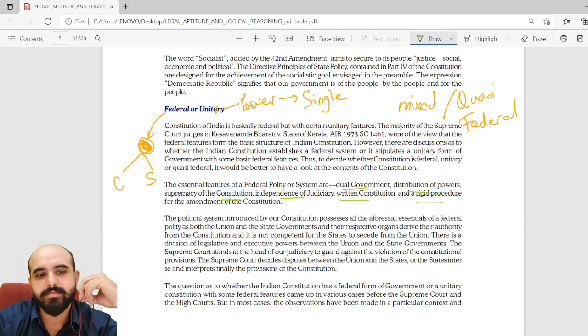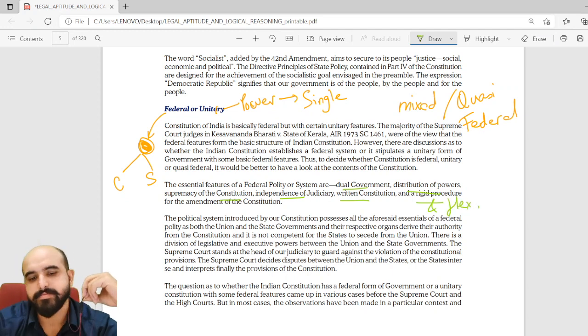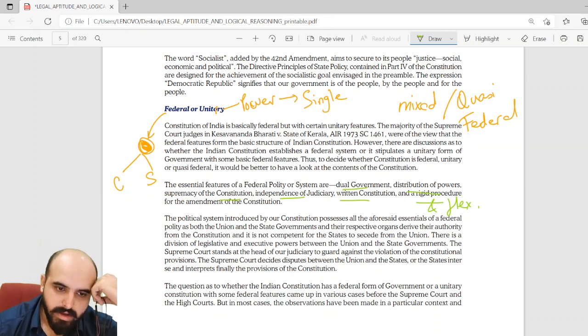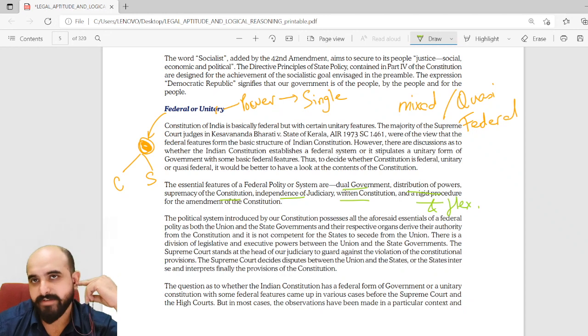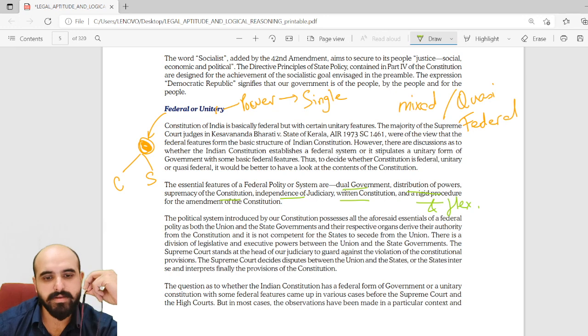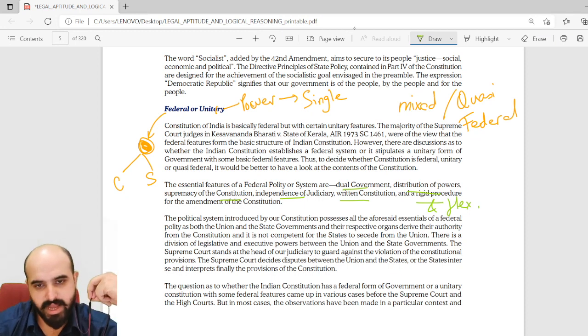Here India slightly deviates. The procedure is not entirely rigid. It is rigid and flexible. Okay, now we know India has all the federal features, right? Now, why India is called quasi-federal is because India has certain unitary features. Now, what unitary features does India have?